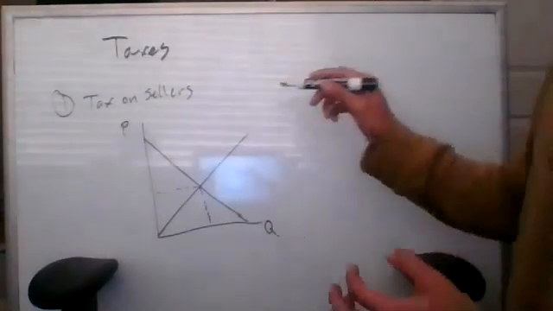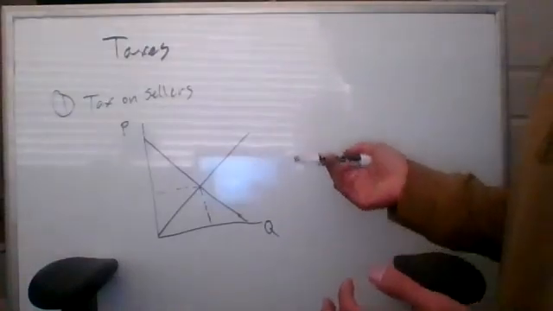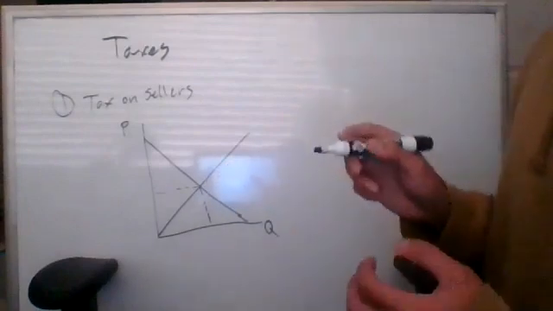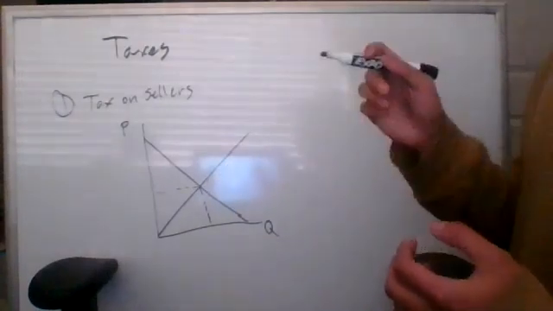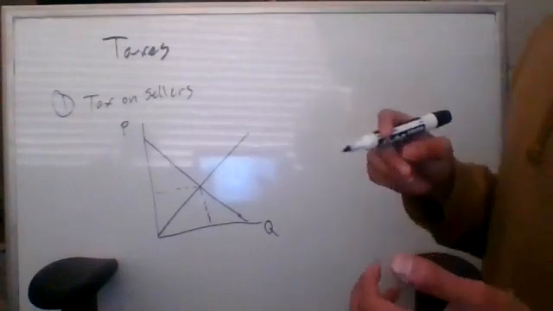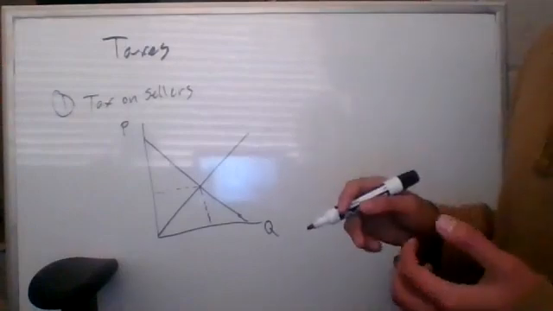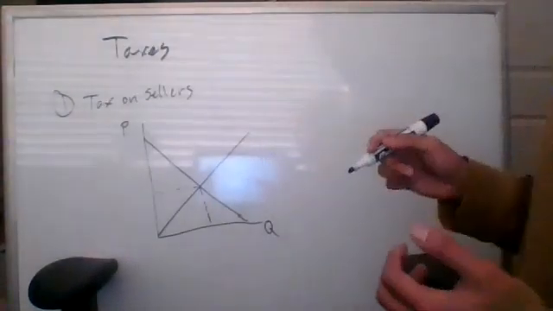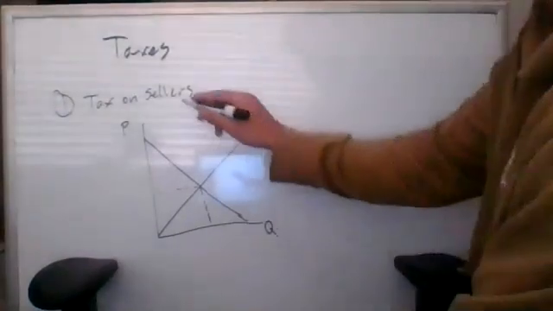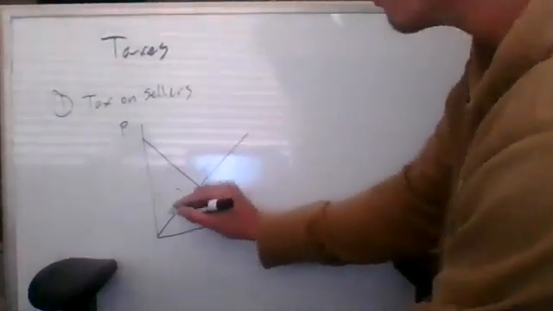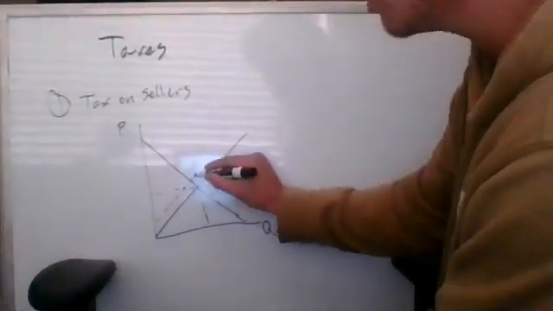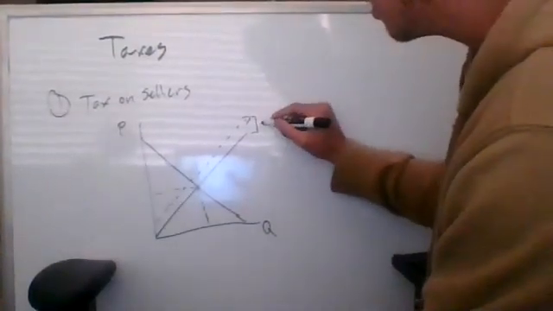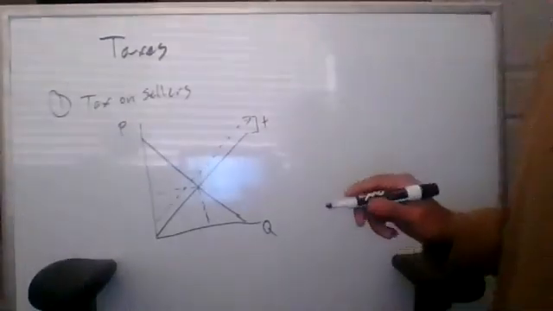The reason is that for each unit they sell, they're going to have to pay some portion of that to the government. And so in order to come away with the same amount of revenue, they're going to have to increase their prices as a result. So a tax on the sellers is going to cause the supply curve to shift upwards by the amount of the tax. This difference is the amount of the tax.